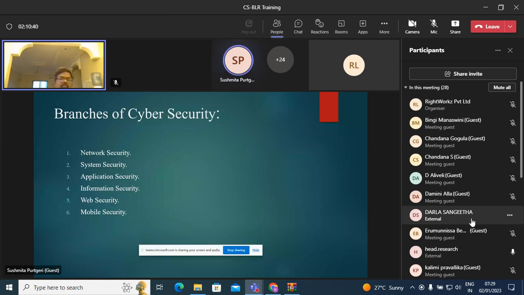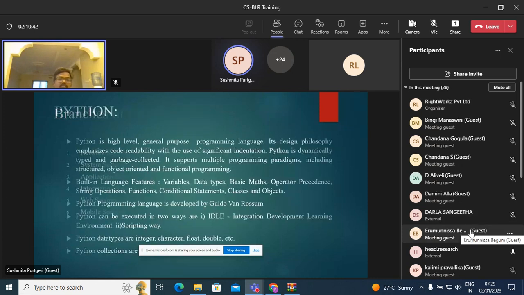And the second question is, what is Python, and explain the concept of Python. Python is a high-level general-purpose programming language. Its design philosophy emphasizes code readability with the use of significant indentation. Python is dynamically typed and garbage collected. It supports multiple programming paradigms, including structured, object-oriented, and functional programming.